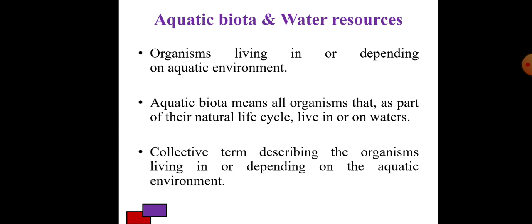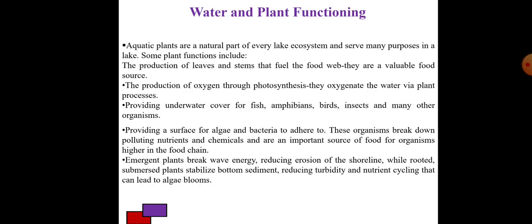Then the next topic is aquatic biota and water resources. So organisms living in or depending on the aquatic environment. Aquatic biota means all organisms that as a part of their natural life cycles live in or on waters. So it is a collective term describing the organisms living in or depending on the aquatic environment. This is the aquatic biota and water resources. Then the next point is water and plant functioning. So there are various water and plant functionings. They all are dependent on each other.